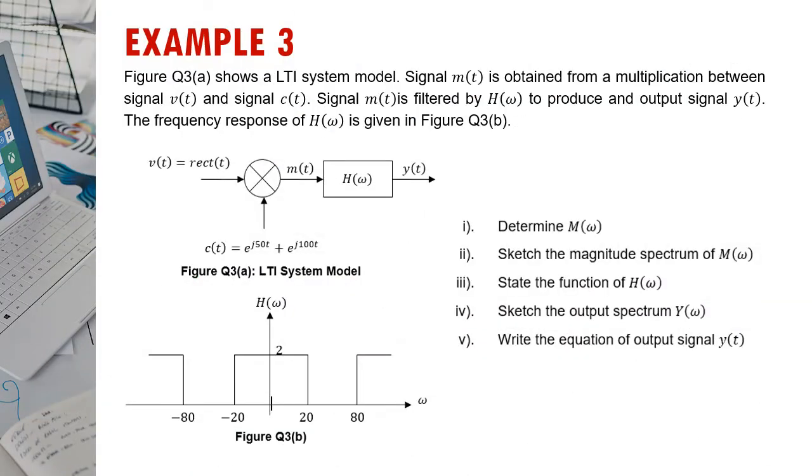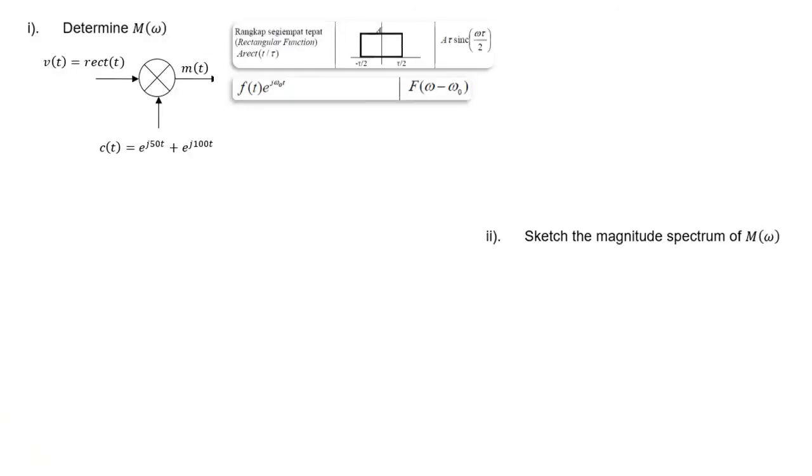Okay, let's continue with question 3. Given a linear time invariant system, we have the input v(t) multiplied with the carrier signal c(t) to produce the output m(t), and m(t) is sent into a filter given by the transfer function H(omega), and you get the final output y(t). So first you need to determine M(omega) and the rest of the question.